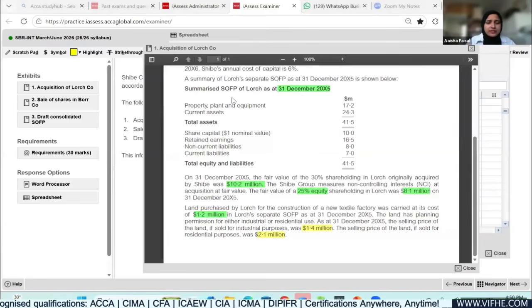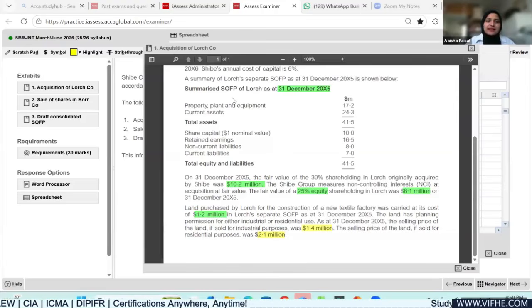2.1. What is the logic? Why are we saying 2.1? What is that keyword which makes us select 2.1 from your IFRS 13 fair value chapter? Yes, highest and best use. So this is the best use of it.